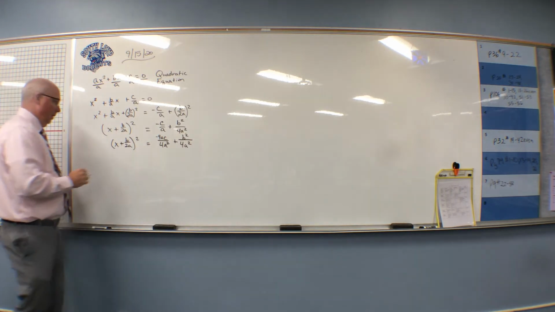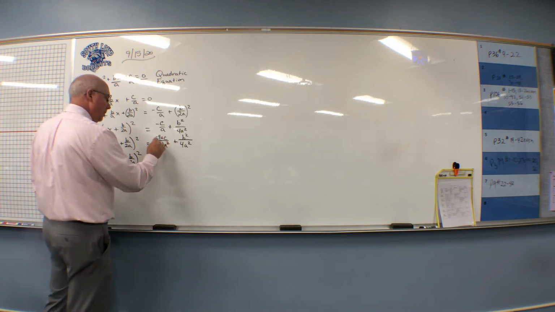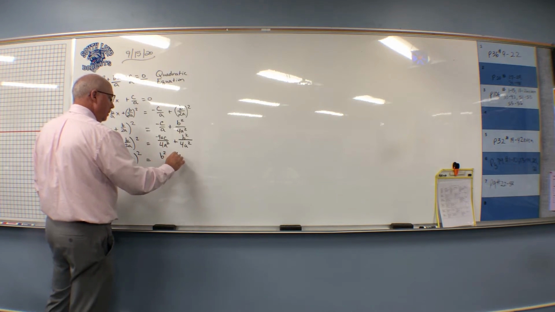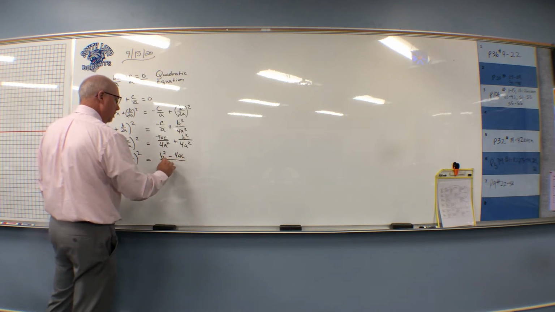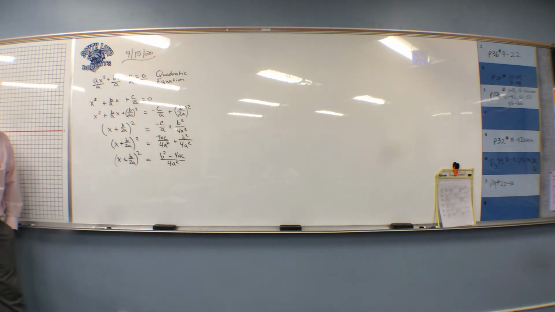All right. So I'm going to play with it a little bit. I'm going to switch these two around because this one's negative. And I'm going to put them over the same denominator. So it looks like this. Are we good? So far, so good?